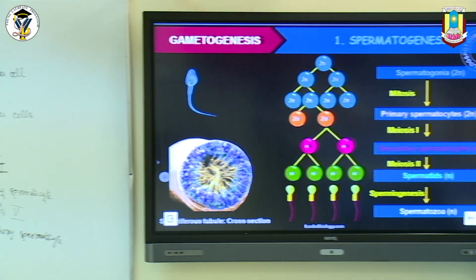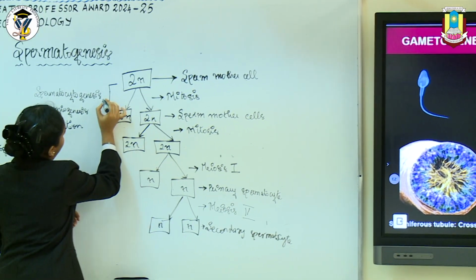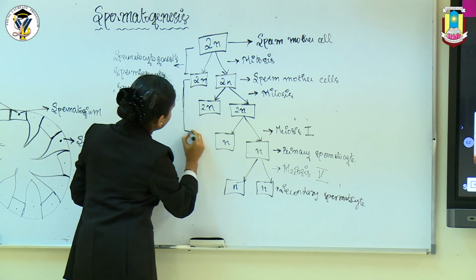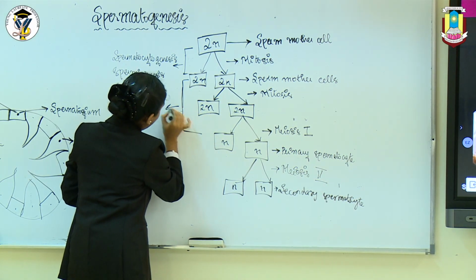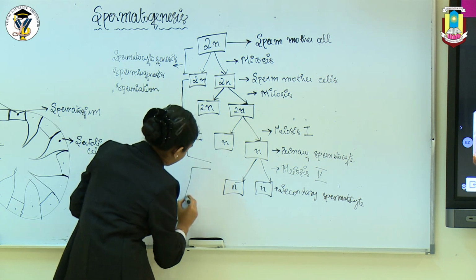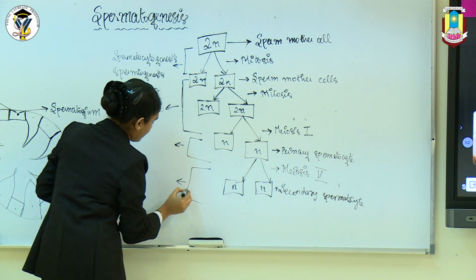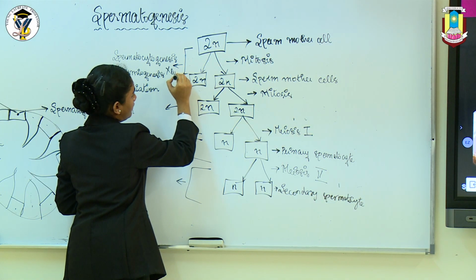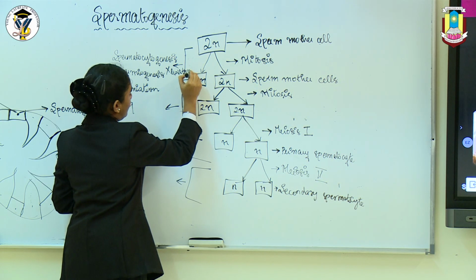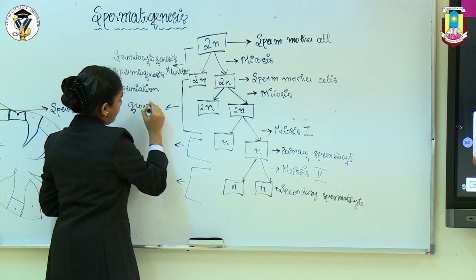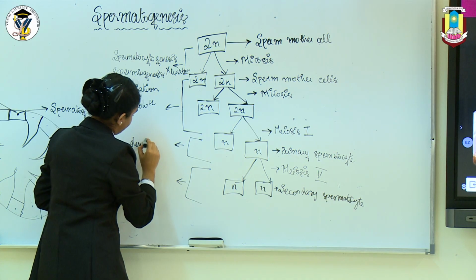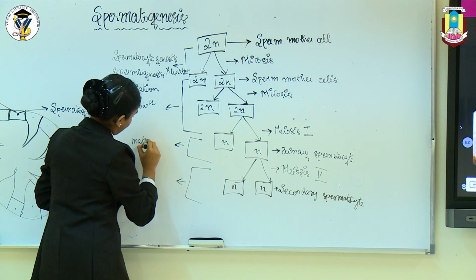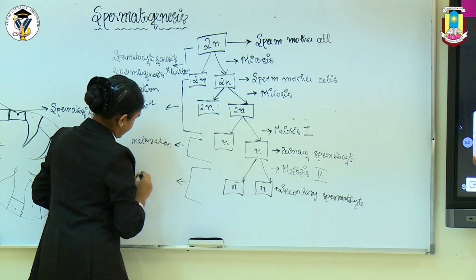Like I'll tell the process again. Here it is. Here the process is multiplication. Here it is the growth phase. Here it is the development phase. That is the maturation. And here it is the differentiation.